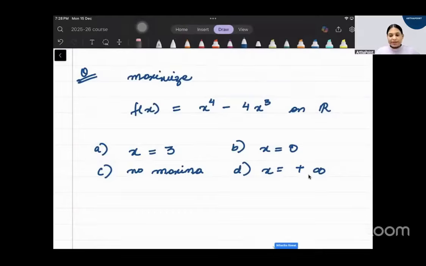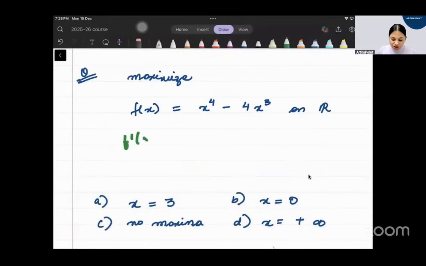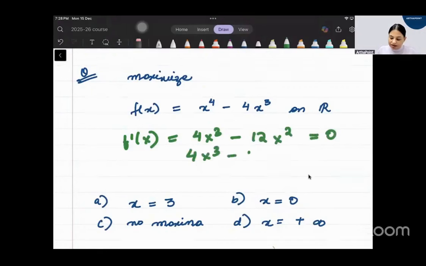ठीक है, तो देख लेते हैं. So f dash x is equal to 4x cube minus 12x square equated to 0. Minus 12x square equal to 0 means I can take this here.